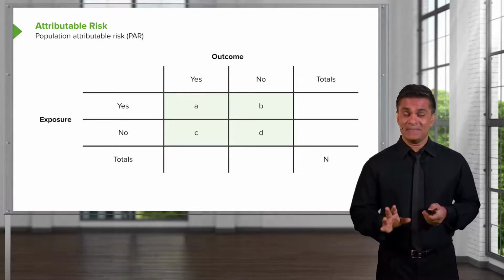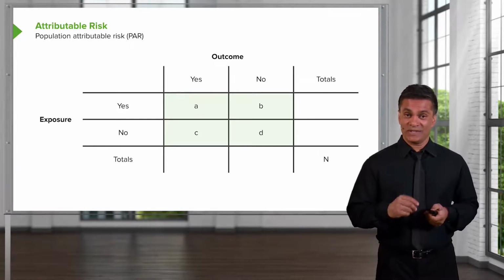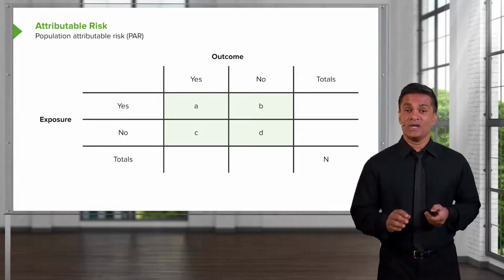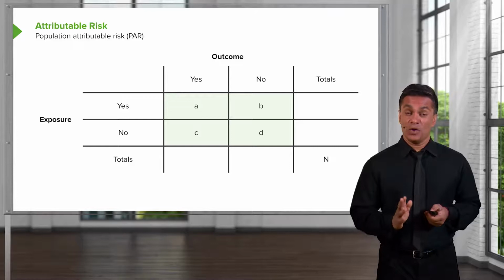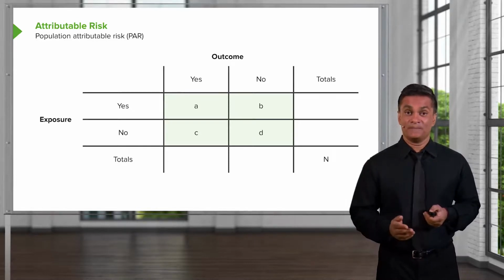We still use the same contingency table, but with an added nuance, and that is we care about the overall incidence of a disease in our group. The overall incidence is given by everybody who tests positive for the outcome, all the cases of lung cancer, for example, divided by everybody in my sample, or A plus C over N.